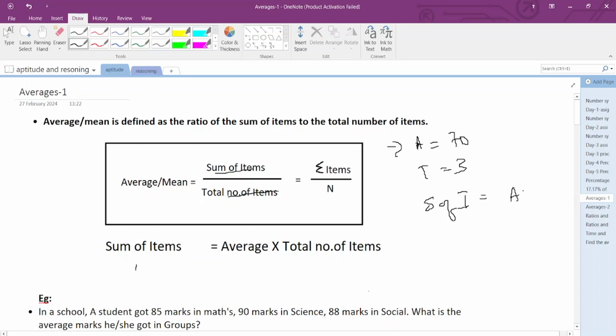Sum of items is equal to average into total number of items, right? So you can take 70 into 3, which is equal to 210. So this is the sum of items.